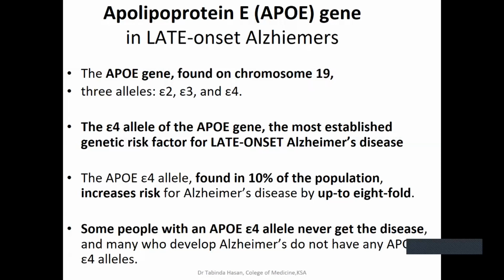So some people with the APOE4 allele, they never get the disease. So when we say up to 8-fold, it's still not 100%. So it's not necessary that every Alzheimer's patient, especially in late onset Alzheimer's, would be having an APOE allele 4 gene, and not every person having an APOE allele 4 gene would invariably develop Alzheimer's. So it goes like that: every patient has that gene, but not every person having that gene becomes a patient.